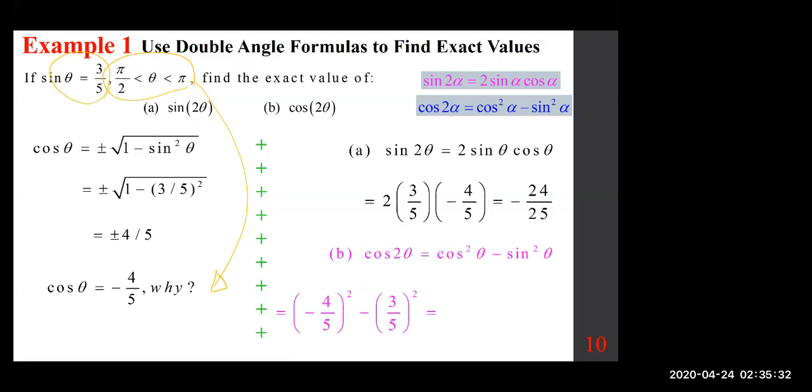So the first one is 16 over 25 minus 9 over 25. So 16 minus 9 is 7 over 25. Okay, 7 over 25. Very simple. As long as we have the formulas, we can easily handle them. Okay, class? I hope this example really puts this into a good perspective. It's really not that difficult. Sounds good, everybody?